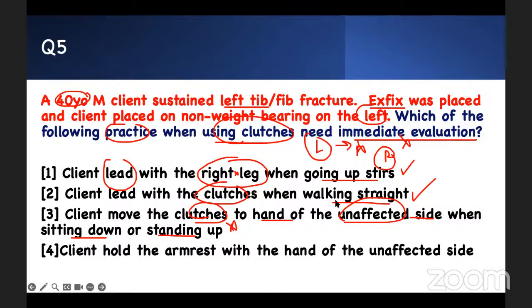He's using his good hand to hold the crutches. Bad. So this patient is bad. Hold the arm rest with the hand of the unaffected side, yes, to give yourself support. So 3 is bad. This question, I said it hard. You have to know all these types: walking, going up the stairs, sitting down. That's the way I did it so that you can think fast. Okay, so that's that one.